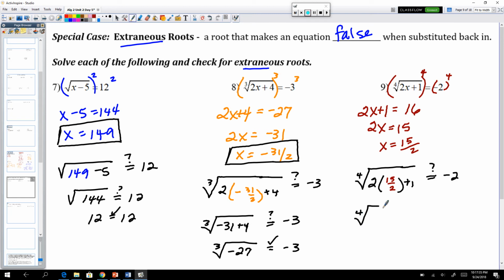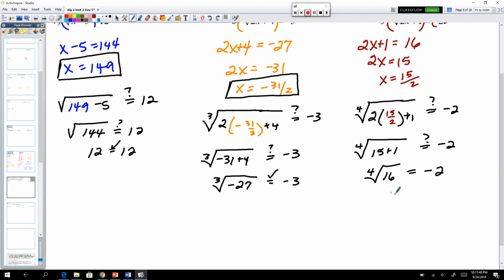Well, this is the fourth root of 15 plus 1. Does that equal negative 2? That's the fourth root of 16. Does that equal negative 2? Well, the fourth root of 16 is positive 2, which does not equal negative 2. So this is not a true statement.